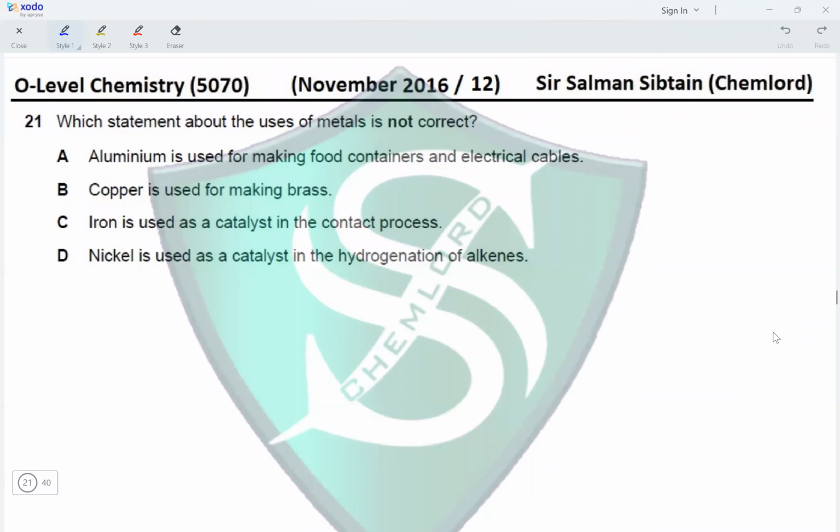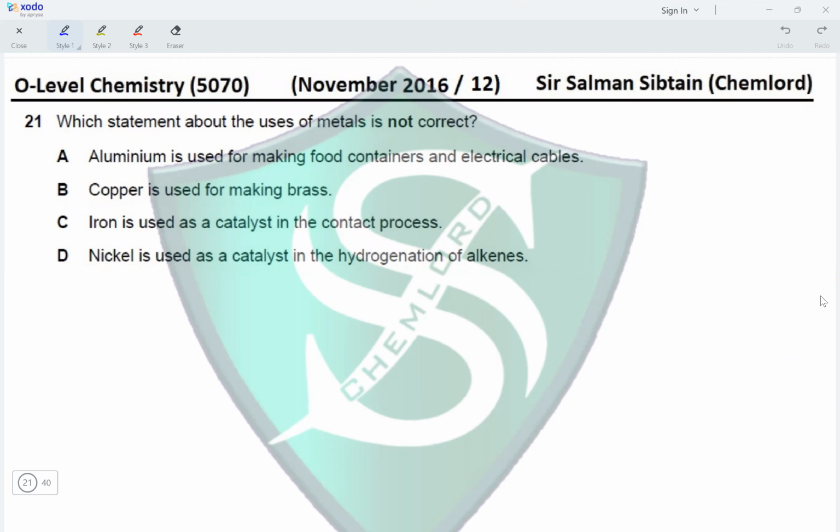Hi guys, this is O-Level Chemistry, paper 12, November 2016, question 21. Which statement about the uses of metals is not correct? Aluminum is used for making food containers and electrical cables. Yes, that is the use of aluminum.